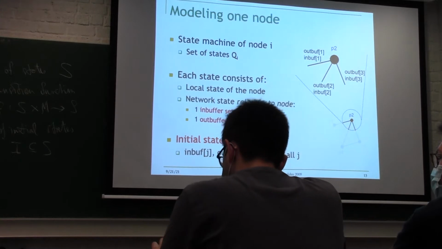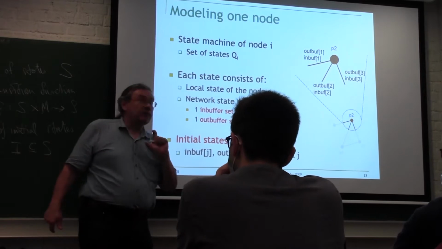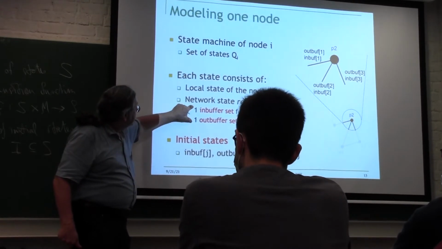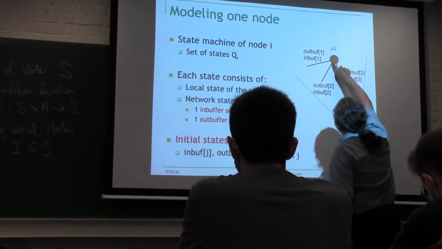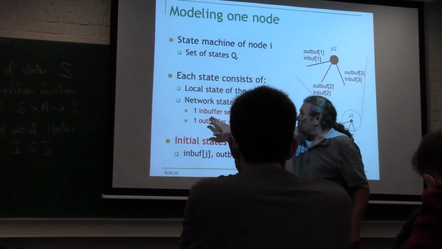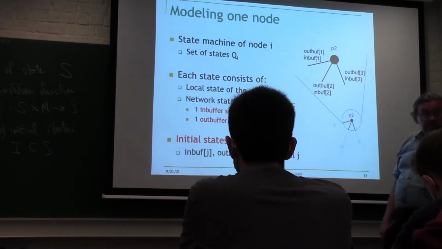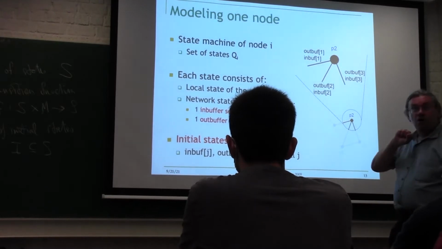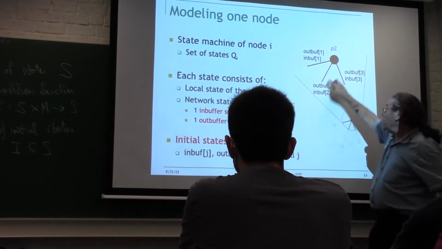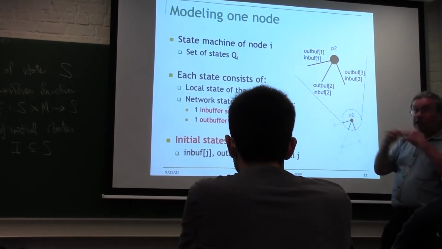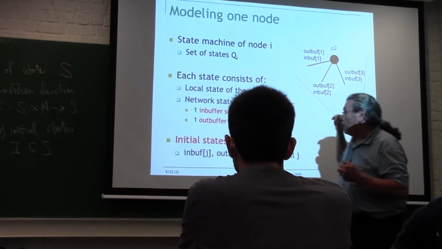So we're not going to model all that. We're going to model it in a very abstract, simple way. Each neighbor, on each of the network lines, has two sets, an in buffer and an out buffer. Sending a message means putting the message in the out buffer for that line, and receiving a message means taking a message out of the in buffer.